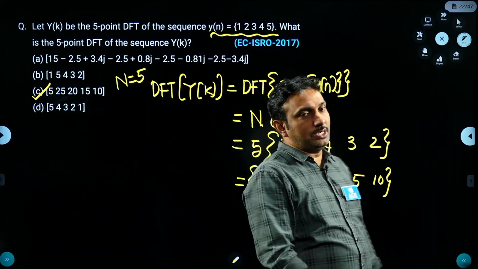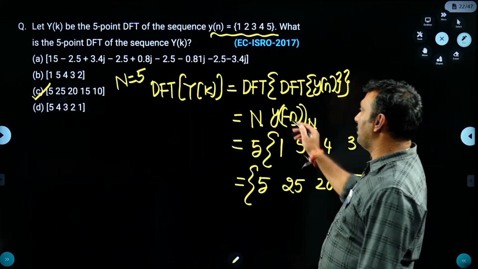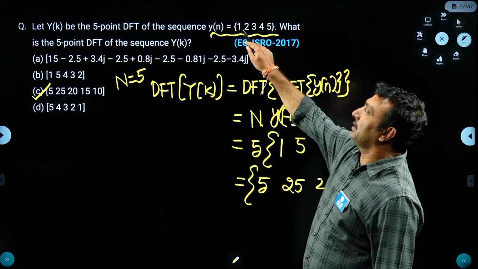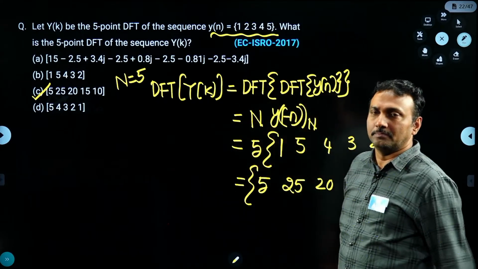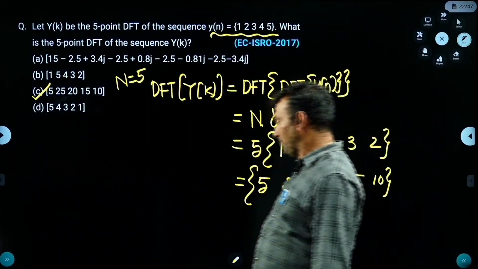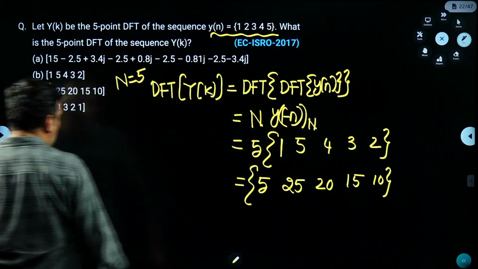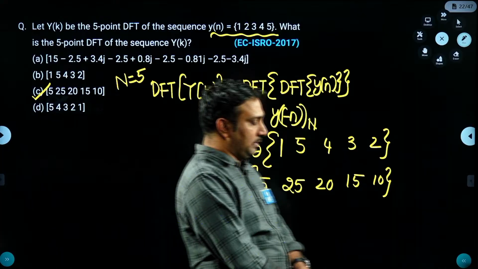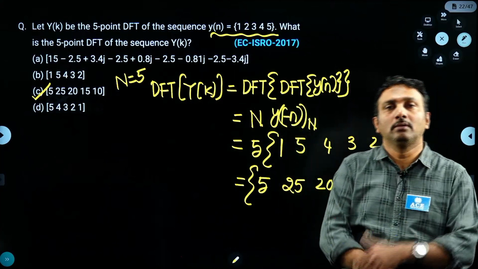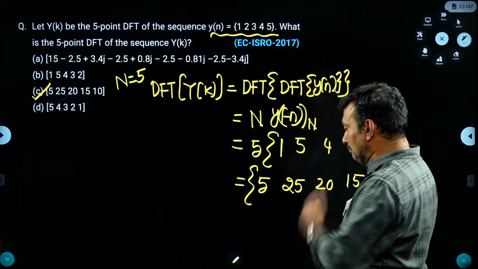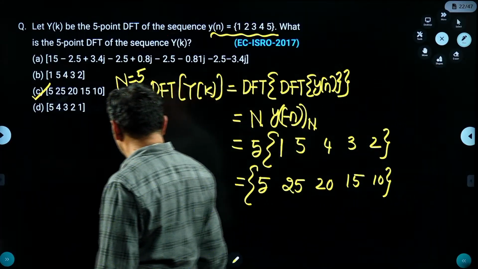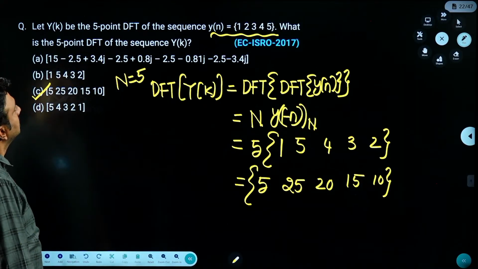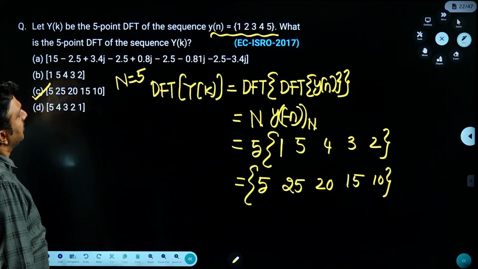When you apply 2 times DFT to the signal, what will be our result means N times y of minus n, that is circular reversal. Circular reversal, origin sample remains same, rest of the samples are flipped. If once you are thorough with the property, you can attempt that model. Let us see the next question.